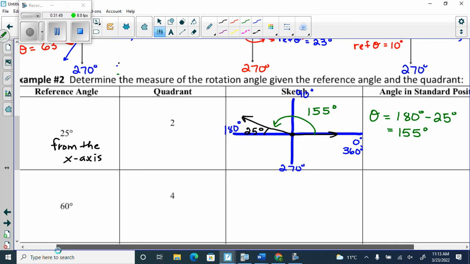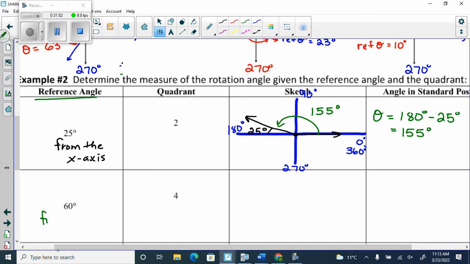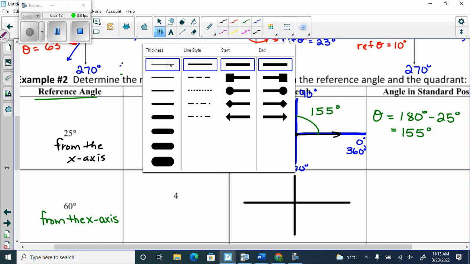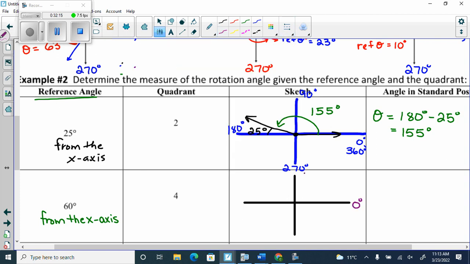The next one says 60 degrees. It says reference angle. So I immediately say from the x-axis because it's going to be from the x-axis every single time. I'm going to go draw my little Cartesian plane. Label it every single time. So I'm going to go 0, 90, 180. I can tell you the people who label their Cartesian planes do better than the people who do not. Across the board. First off, they're correct. Second off, it's easier to do when you can see numbers.